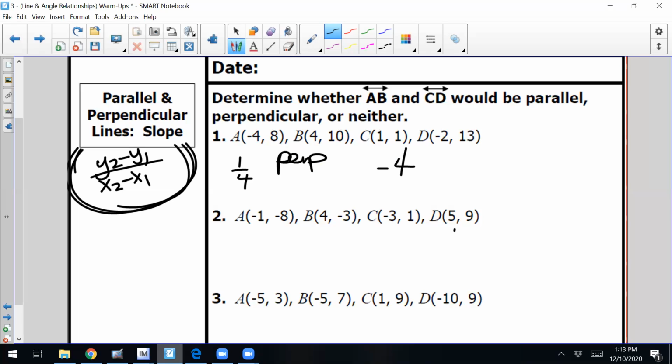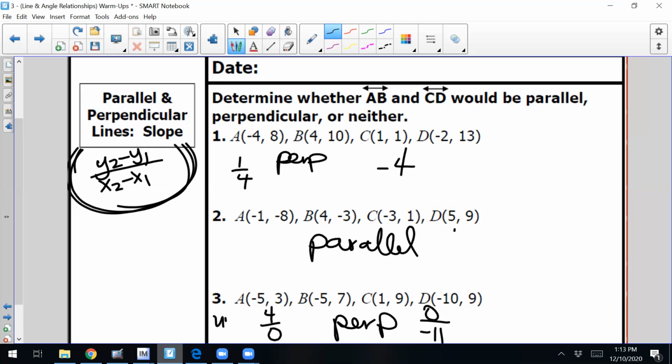Should be parallel. I believe they're both 1. You should have gotten 1s for that one. And then what about the third one? It is perpendicular. One of them has 0 on the bottom. Isn't it like 4/0? Okay. And then the other one is 0/-11. So this one, if the 0 is on the bottom, it's undefined. If 0 is on the top, it's 0. So what you're looking at is a horizontal line and a vertical line, and those types of lines are perpendicular.